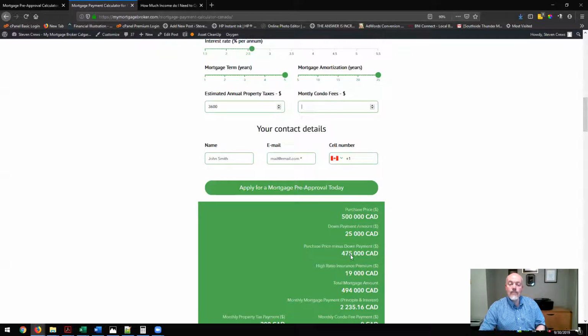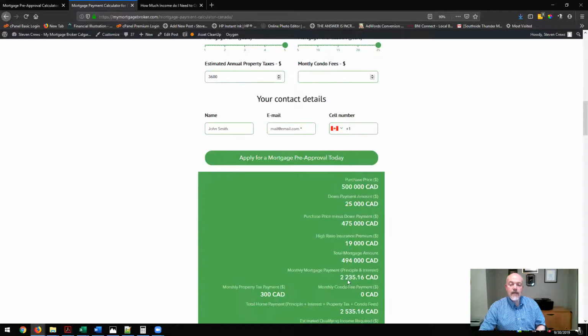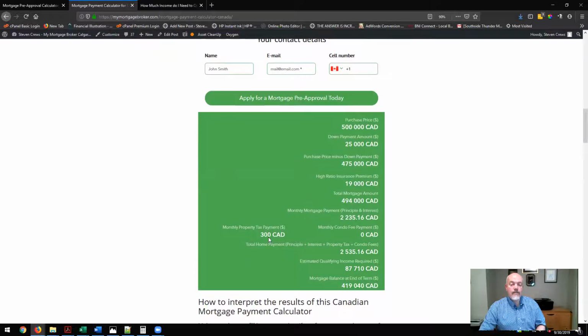So the total mortgage amount works out to be $494,000. 475 plus 19 is $494. Your payments on that, based upon the interest rate we chose of 2.59%, is $2,239. And with property taxes of $300 a month and no condo fees, your total payment works out to $2,535. The income you would need to qualify for this purchase price is $87,700, and that's before taxes.